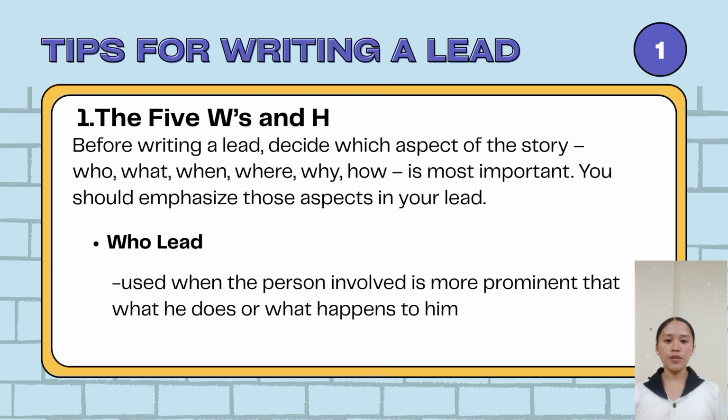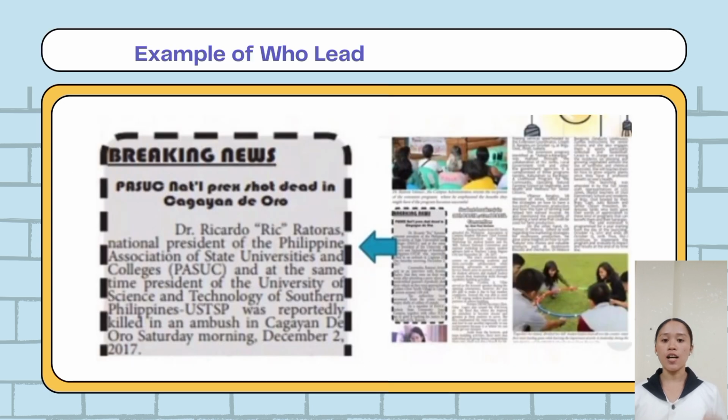So first of the five W's is who lead. This is used when the person involved in the story is more prominent than what he or she did or what happened to him or her. This is common when the subject is a public figure such as the principal, mayor, or well-known student leader.